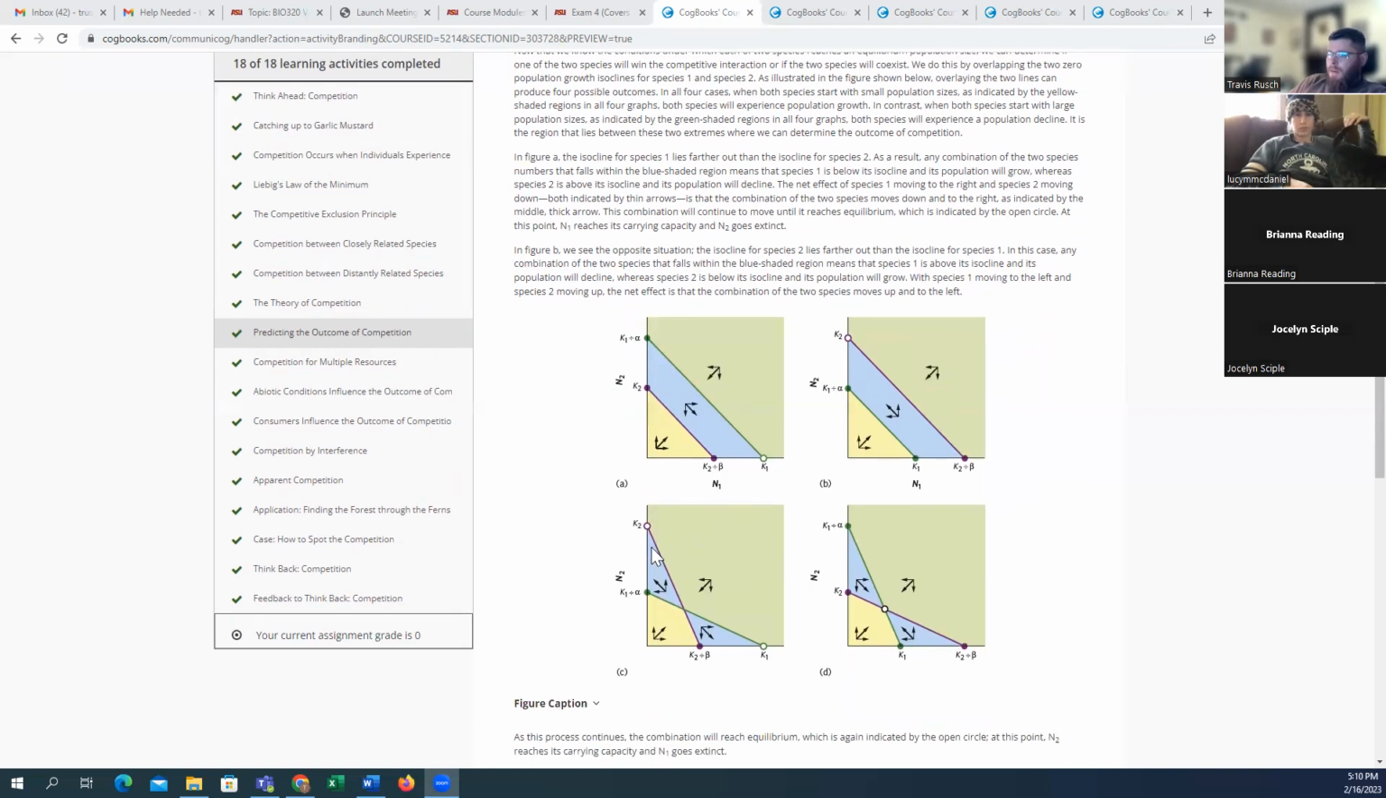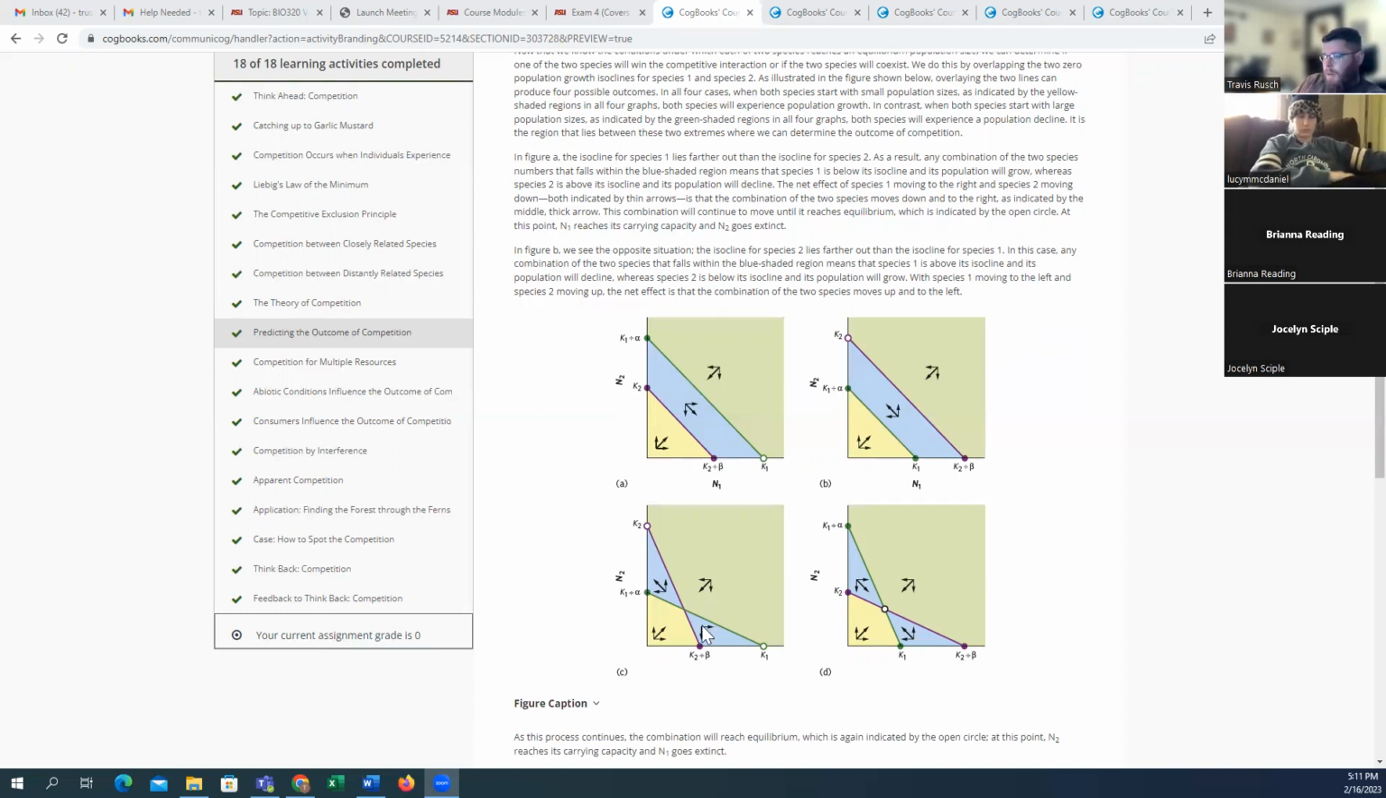And then in scenario C, what's happening? This is a little bit different than A and B. For this one, depending on where you start, either could outcompete each other. Yeah, exactly, right? We have 2 open circles, so we have 2 possible scenarios for reaching carrying capacity, so we have 2 possible outcomes of competition, right?